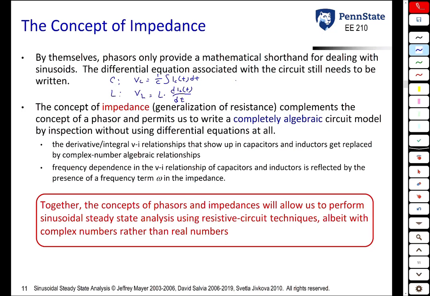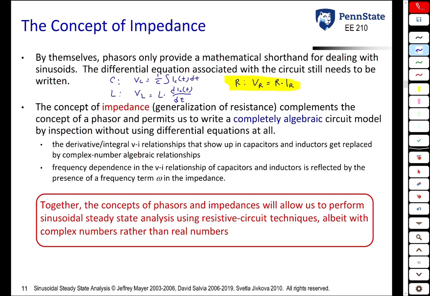On the other hand, for a resistor, the relationship was much simpler. We know from Ohm's law that the voltage across a resistor was nothing more than the resistance times the current through the resistor. Wouldn't it be nice if we could have relationships for capacitors and inductors that looked more like the relationship for resistors? As it turns out, we can, and that is using the concept of impedance.